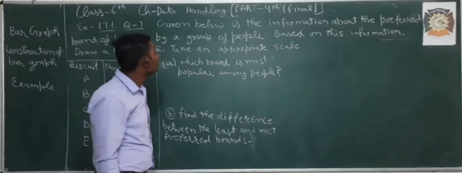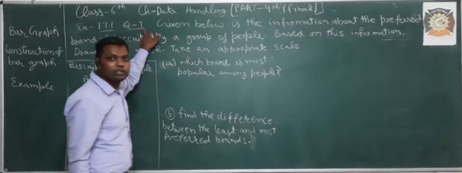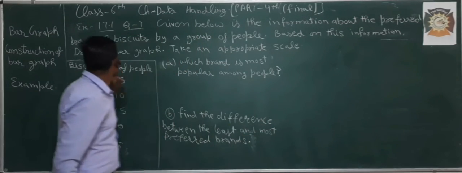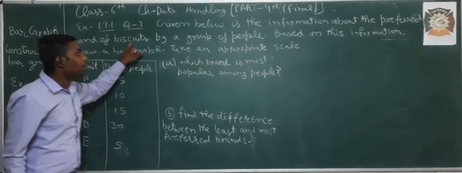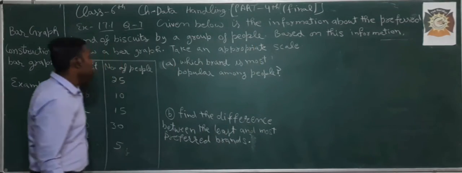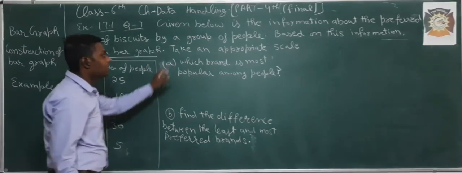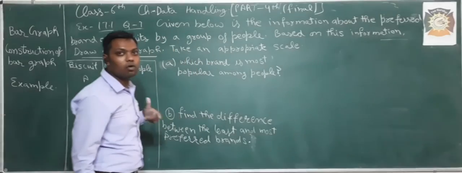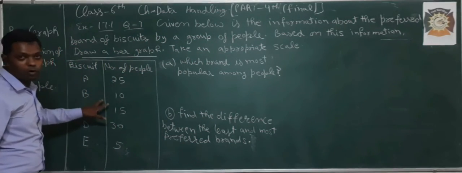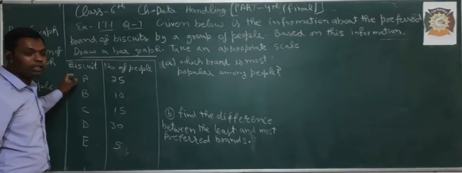Let's take an example of Exercise 17.1, question number 7. First of all, read the question. Given below is the information about the preferred brand of biscuits by a group of people. Based upon the information, draw a bar graph. We have to draw a bar graph taking an appropriate scale. The scale is according to our wish, and we have to read the information and then draw the bar graph.